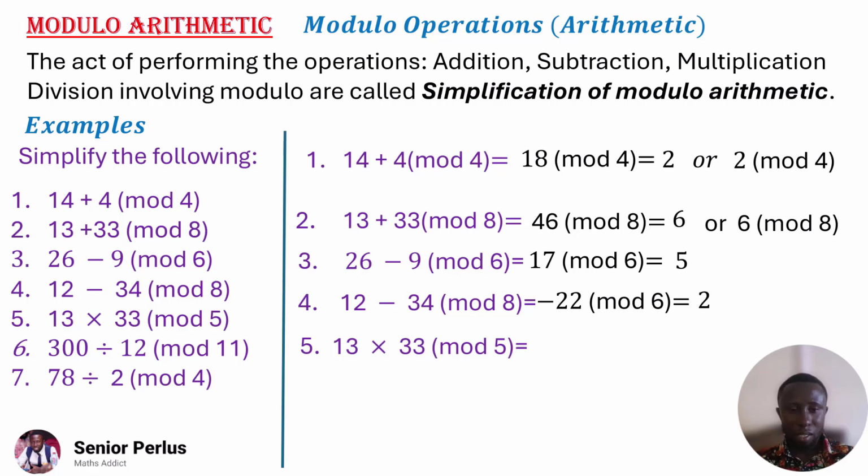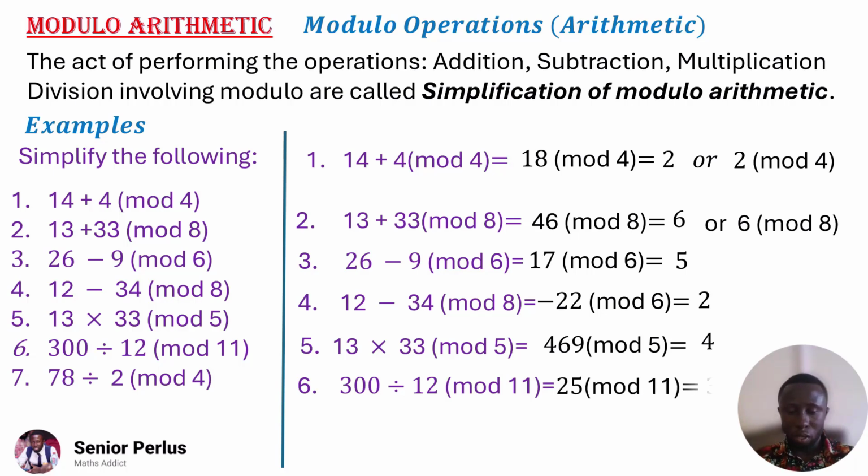Nice. 13 times 33 mod 5. So 13 times 33 is 429 mod 5. If you want to use repeated subtraction, you subtract. That's why there's a mixed fraction there for you. 429 divided by 5, then you look for the remainder, and that is 4.